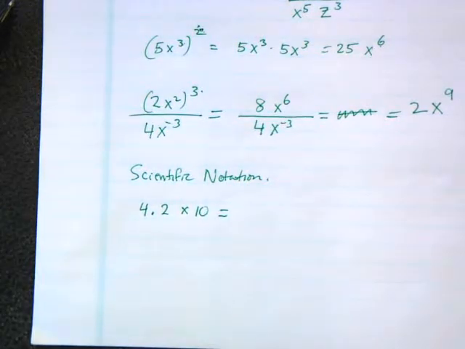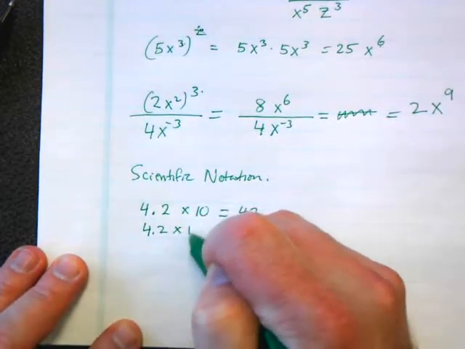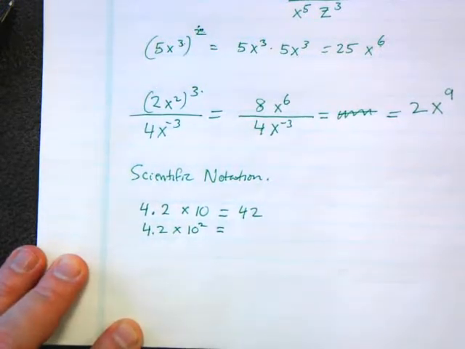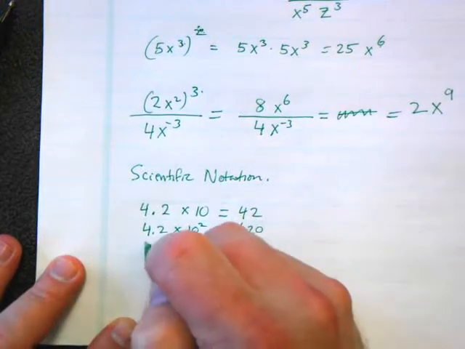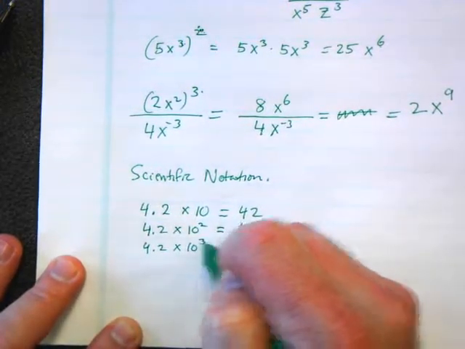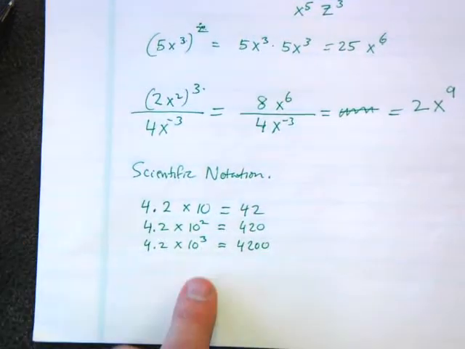What happens when I take 4.2 times 10? You get 42. What's 4.2 times 10 squared? Well, 10 squared is 100. How do you take 4.2 and multiply by 100? And what do you get? 420. What's 4.2 times 10 cubed? 4,200. 10 cubed happens to be 1,000.